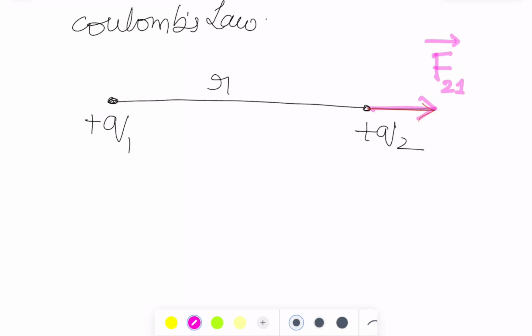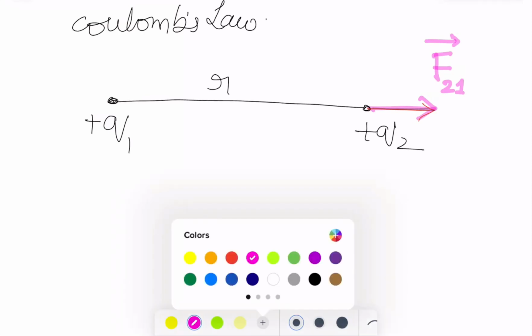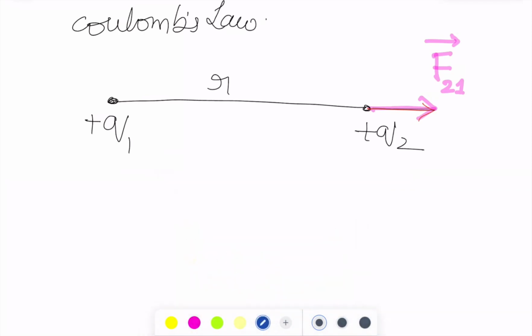Similarly, the charge Q1 also experiences a force, but in the opposite direction, and this force is represented as the force on the charge 1 by the charge 2, F12. It is also a vector quantity, and its direction is towards the left side.